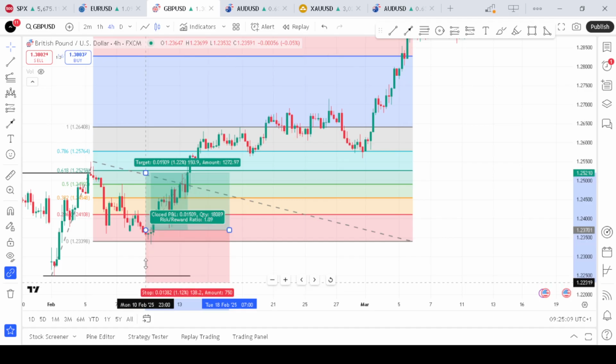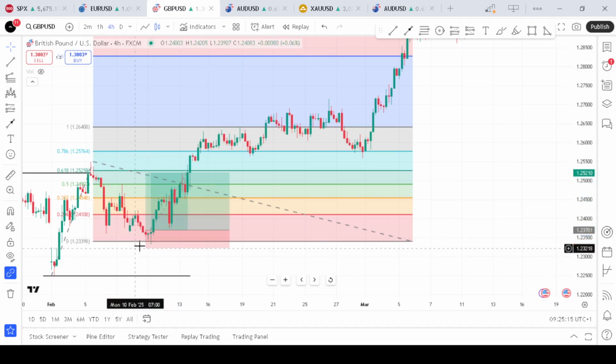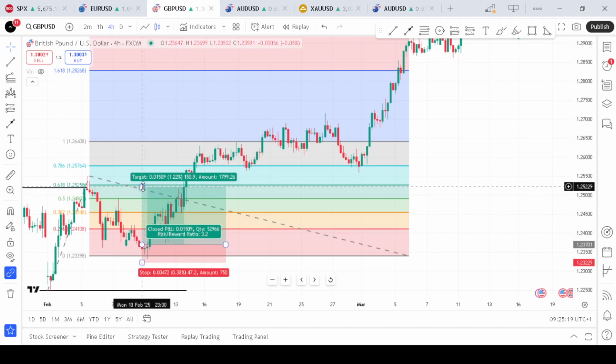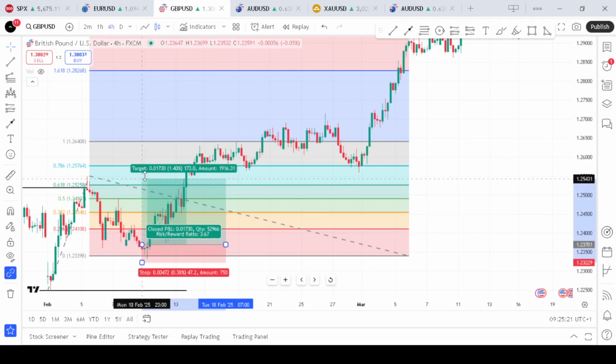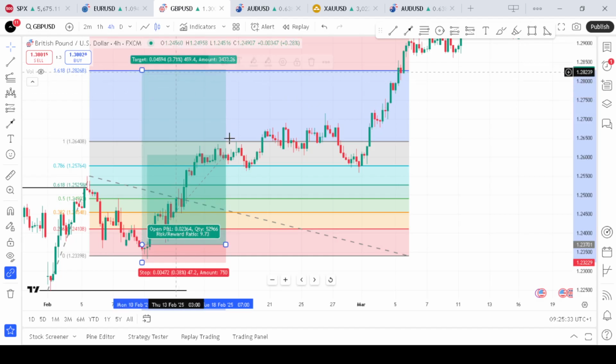Remember, your stop loss should be below the Fibonacci level. So below this level should be where your stop loss will be. Then your expansion points should be areas for your potential take profit. Remember, your take profits should be on these levels, your expansion levels. You can take profits until the 1.61 level, or even go further.